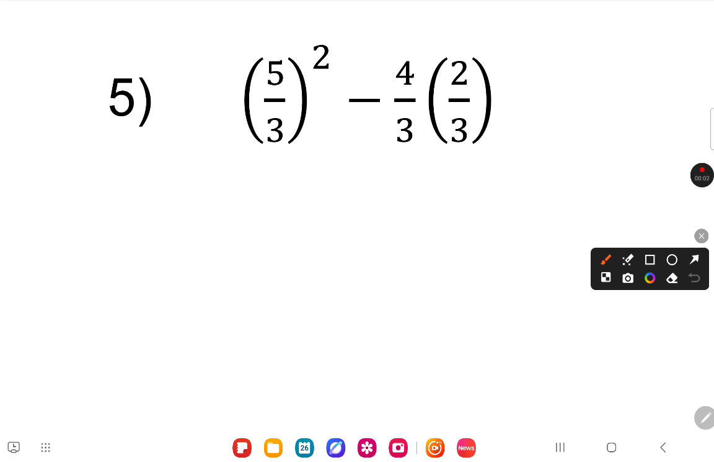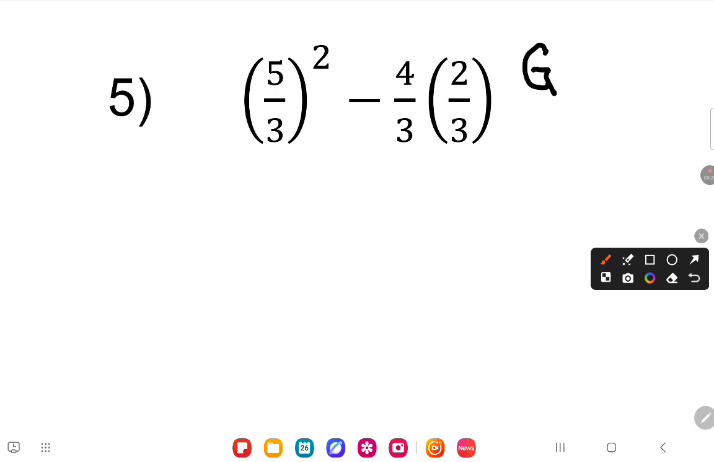Hello, GED students. Let's look at this experience level of the order of operations lesson. Now, the expression says 5/3 squared minus 4/3 times 2/3. And I know what's freaking us out already. We are looking at a lot of fractions, but back up just a little bit. First of all, let's start with the order of operations.